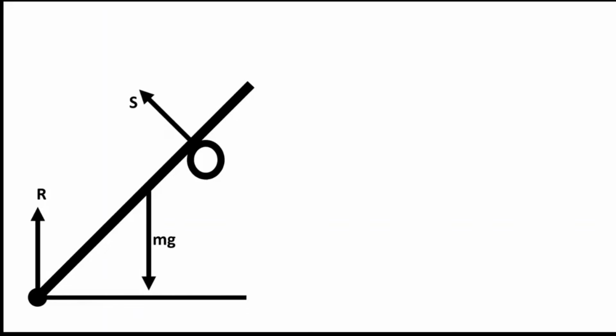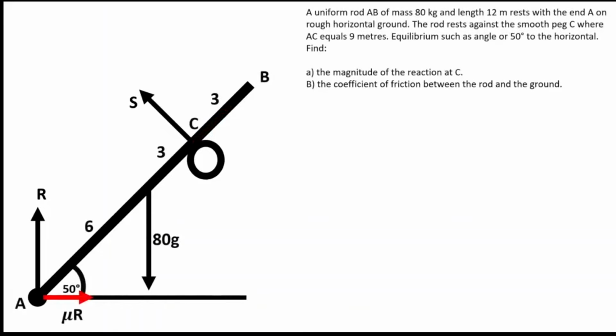Here's the default diagram that we should always expect to see. And for our particular question, here's the diagram we'd have. We're told that there's a uniform rod AB. It has a mass of 80 kilograms. Length is 12 meters. It rests with one end A on rough horizontal ground. And we're told that the rod rests against a smooth peg C, and we know that AC is going to equal 9 meters. The rod is in equilibrium, and there's an angle of 50 degrees from the horizontal. So this is the diagram that we would produce from this context.